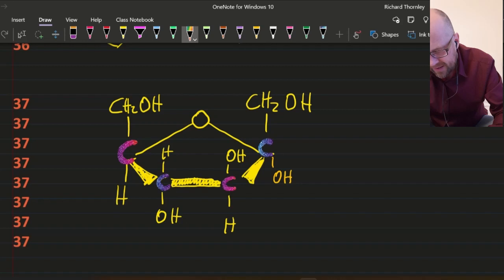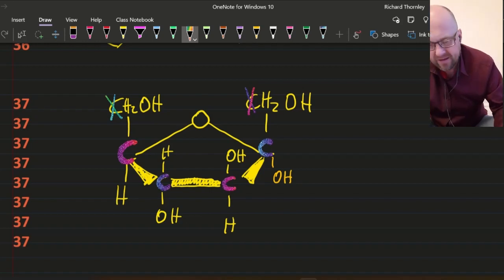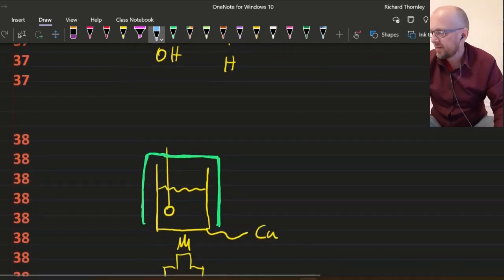This carbon doesn't count because it has 2 hydrogens. Nor does that one. Anything else going on? No, so I think it's 4. 37C. Yeah, 37C. Nearly done. 38.